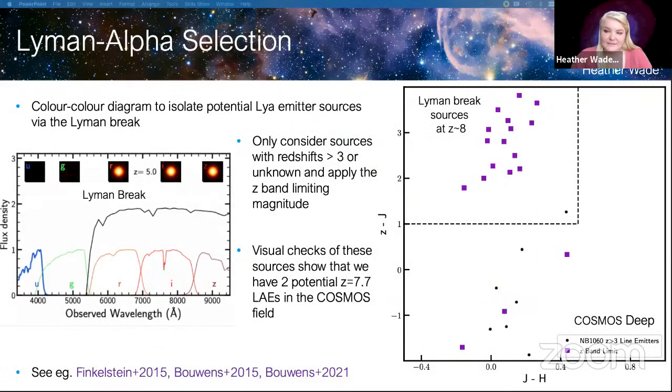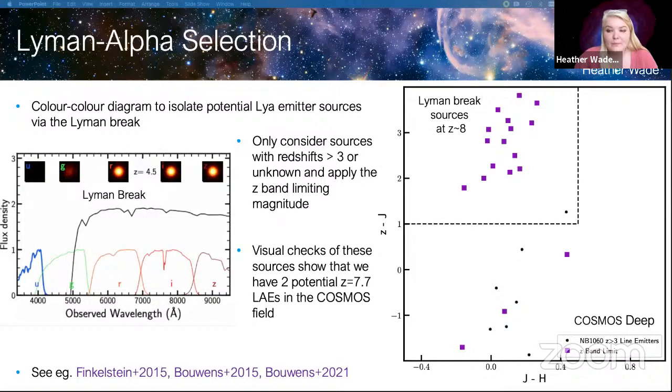So back to Lyman-Alpha emitters in the Epoch of Reionisation. Here in this ZJH color diagram, we exclude any sources with a redshift value below 3, and we highlight the approximate area where we'd expect to see Lyman break galaxies at around redshift 8. Once we apply the Z-band limiting magnitude, shown as these purple squares, we can see several sources here.